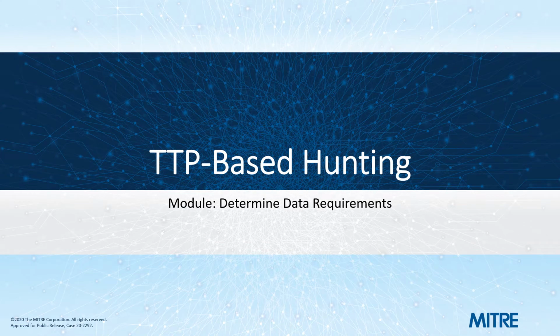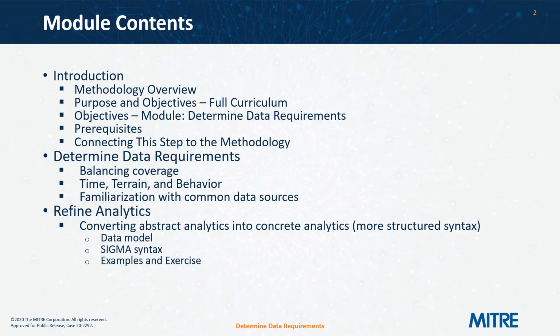Welcome to step 3 of the TTP-based hunting methodology, determining data requirements. As a reminder, we'll review the overall methodology and curriculum, as well as what we'll cover in this module and how that fits into the bigger picture. The focus of this module is on determining the data required to test the hypotheses generated in the previous step. We'll go over some of the key aspects of data collection to keep in mind while deciding what to collect and the associated trade-offs. Finally, we'll return to our example technique and refine our abstract analytics into more structured queries.